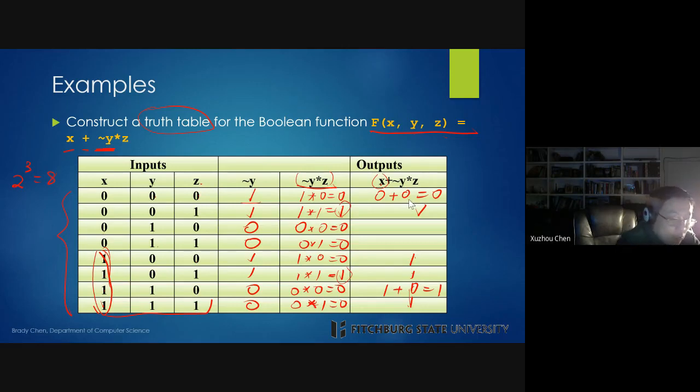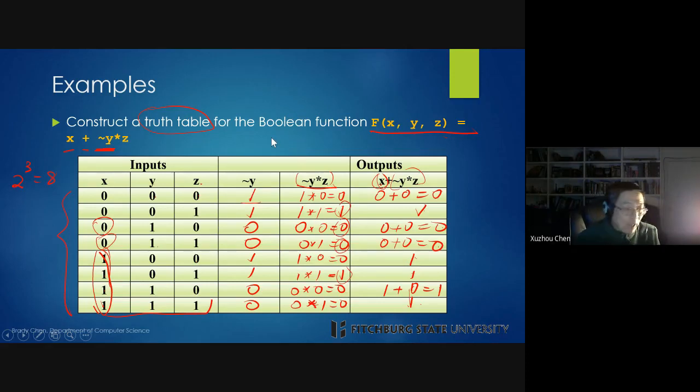Now the only scenario is when both x and the second item are 0. So x is 0, and this is 0, and then you give 0 plus 0. That's 0. X is 0, now this is 0, 0 plus 0. This gives you 0. So basically you got 0, 1, 0, 0, 1, 1, 1, 1. It's kind of a very strange result. Any questions on this? Okay. So that's one of the examples we worked on.